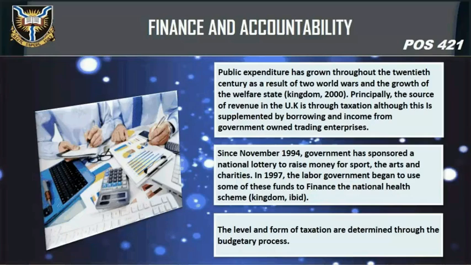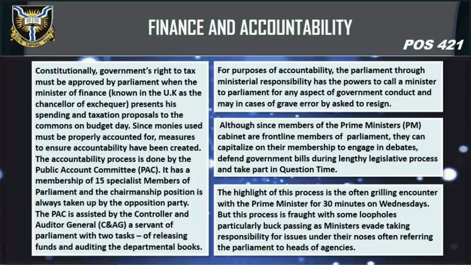The level and form of taxation are determined through the budgetary process. Constitutionally, government rights to tax must be approved by Parliament when the Minister of Finance, known in the UK as the Chancellor of the Exchequer, presents his spending and taxation proposal to the Commons on Budget Day. Since monies used must be properly accounted for, measures to ensure accountability have been created. The accountability process is done by the Public Accounts Committee.